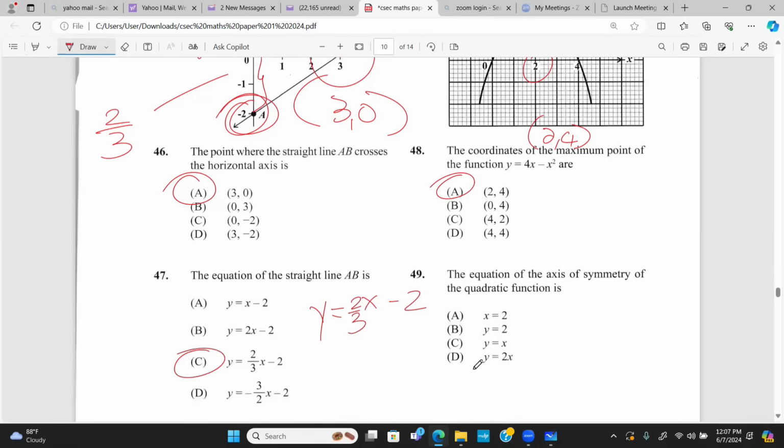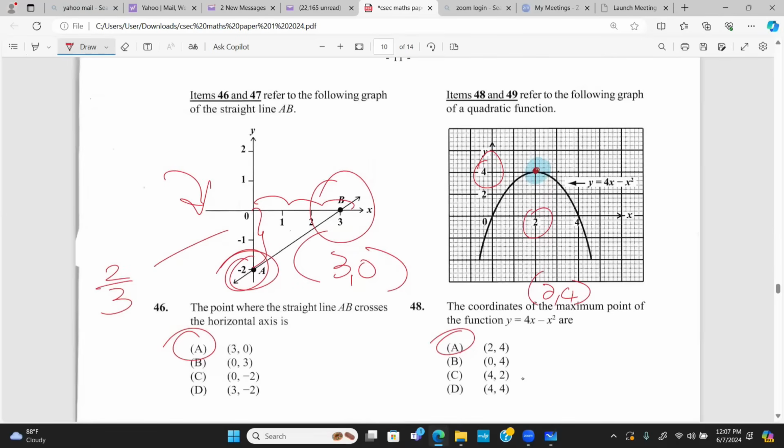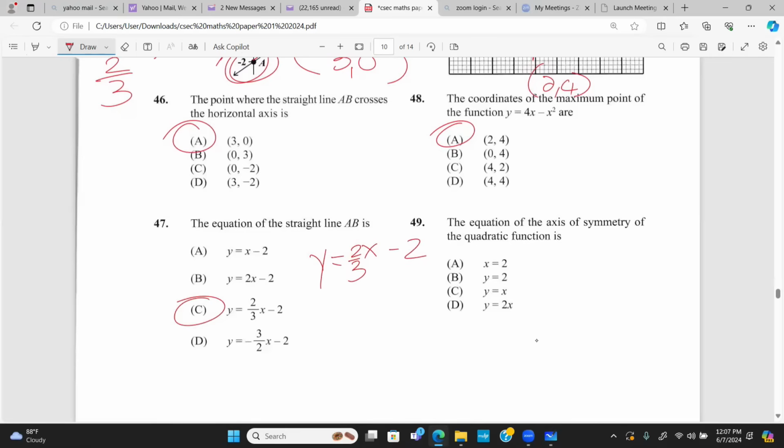Next question. The equation of the axis of symmetry of the quadratic is x equals 2. So your axis of symmetry is going to be that middle line right there that cuts your graph into 2 equal pieces. x is equal to 2, and that's it right there.